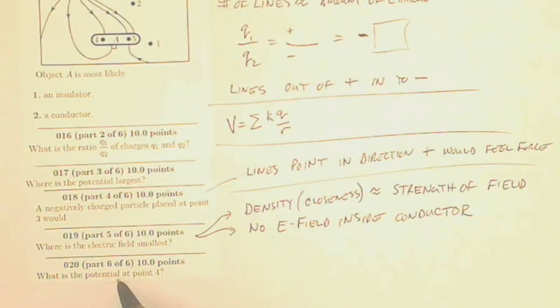Now it says, what is the potential at point 4? Since there's no E field at point 4, I'll let you figure out what the potential needs to be at point 4, but I'm going to go with 0.